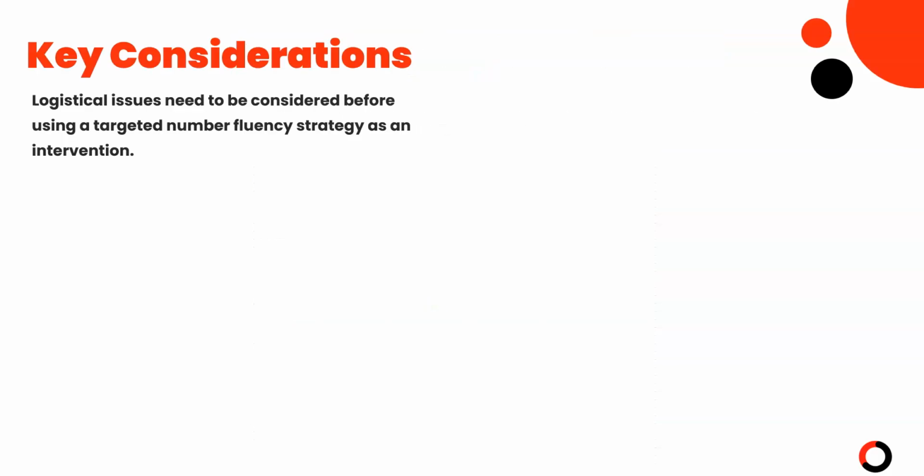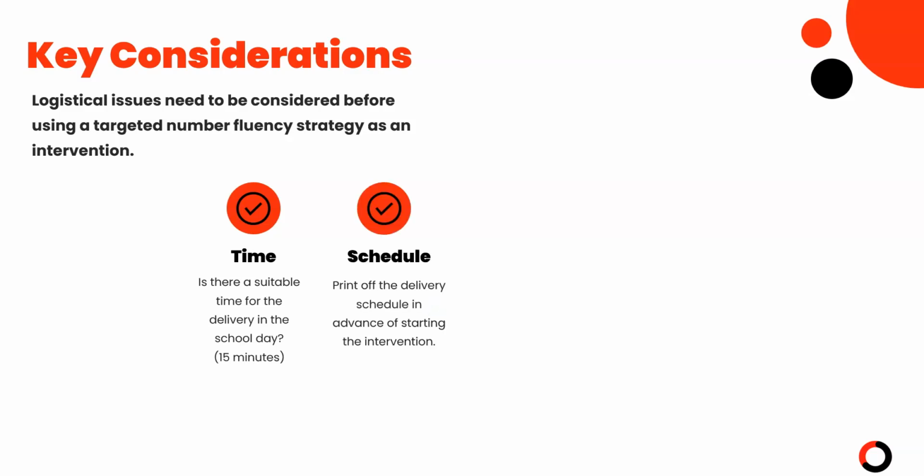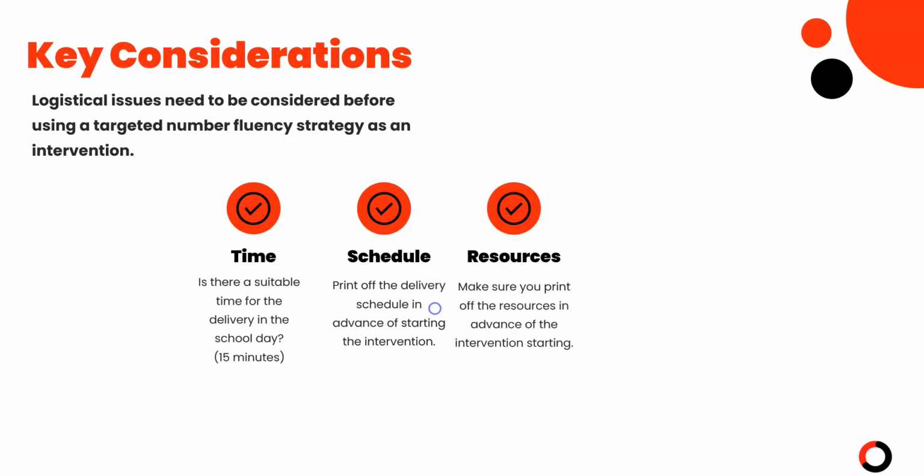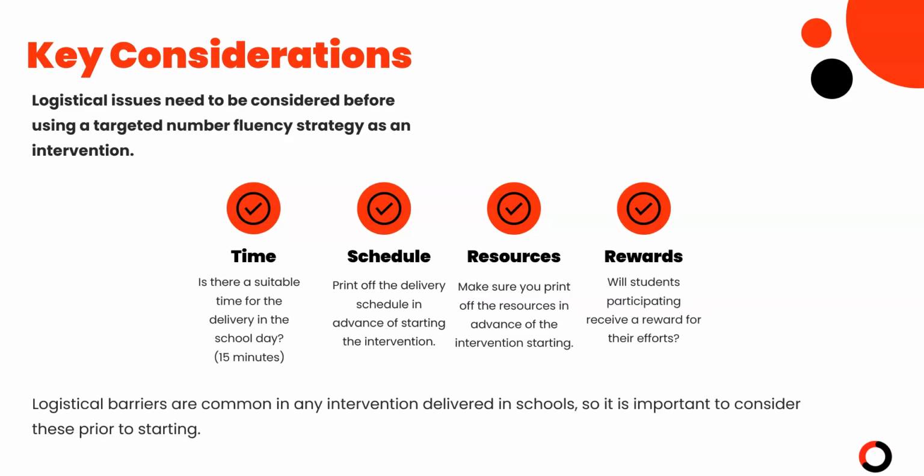And moving on to key considerations. Logistical issues need to be considered before using a targeted number fluency strategy as an intervention. Is there a suitable time in the day for this to be delivered? Make sure you print off the delivery schedule in advance. If you've got any resources that you're going to be using, are these printed off in advance? And will you potentially link this to any rewards? Logistical barriers are common in any intervention delivered in schools, so it's just important to consider these prior to starting.